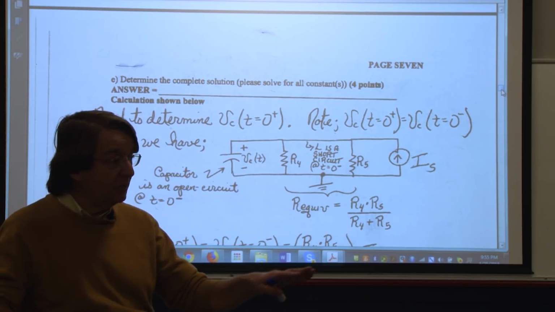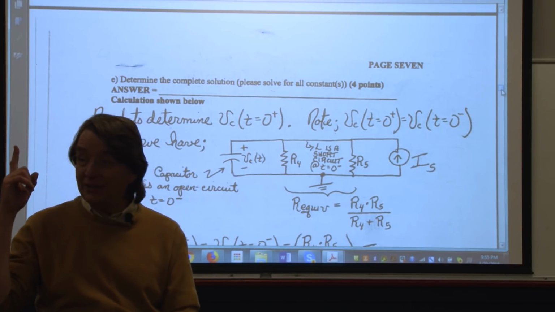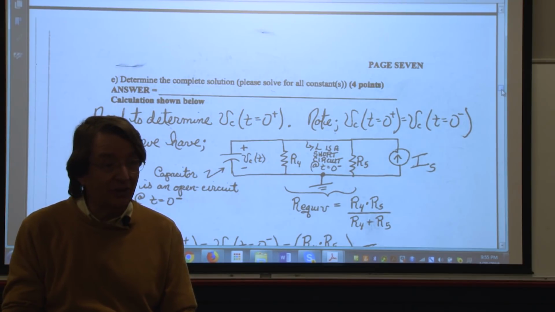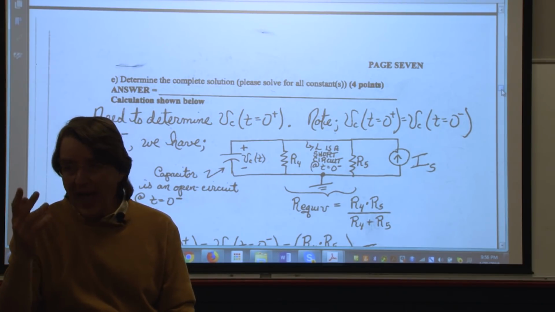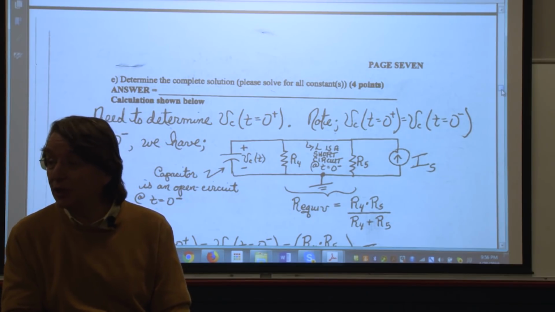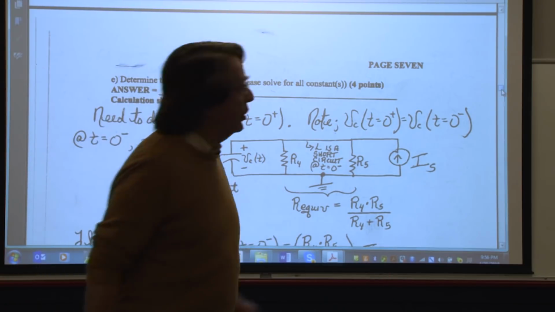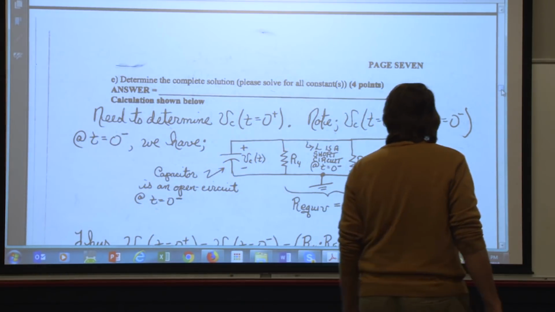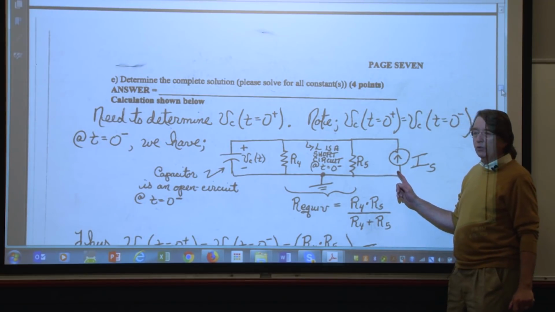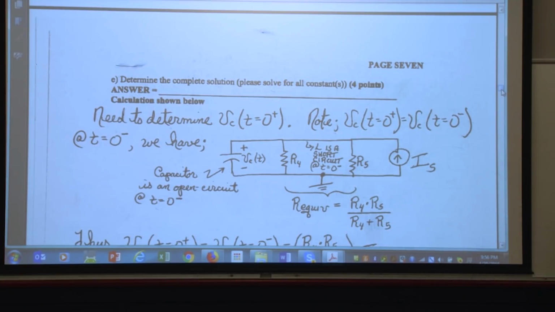And if I have things being the same way for a long time with a DC input, what's a capacitor? Open. Perfect, Tara. What's an inductor? A short. So now it's a lot simpler to solve the problem at t equals 0 minus than t equals 0 plus. So what I now do is I draw the circuit for t equals 0 minus. Now let me stop. Let's go back to the figure.